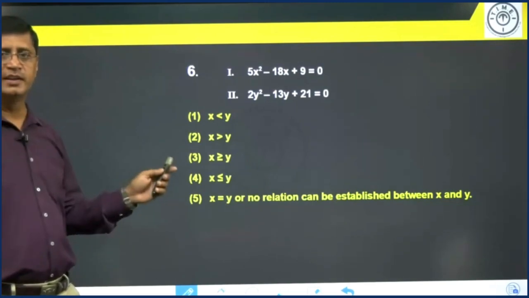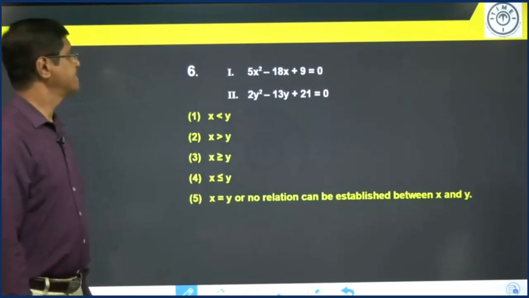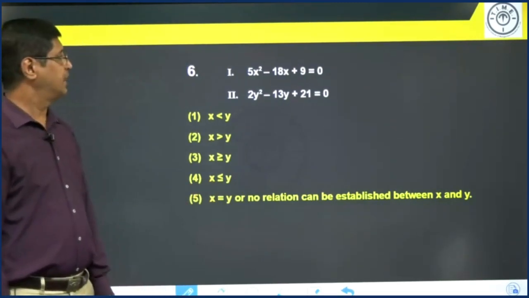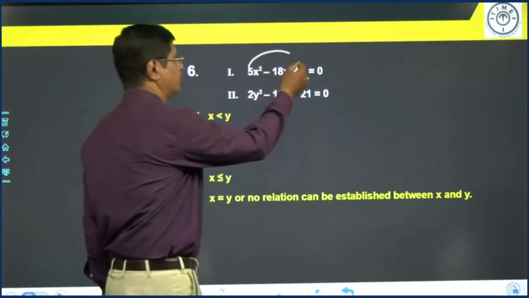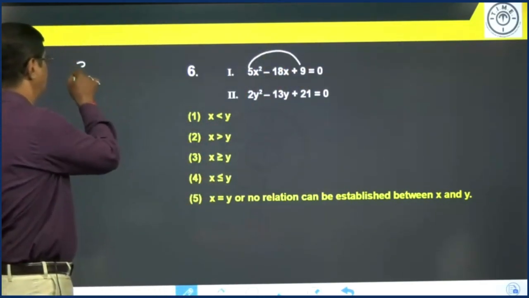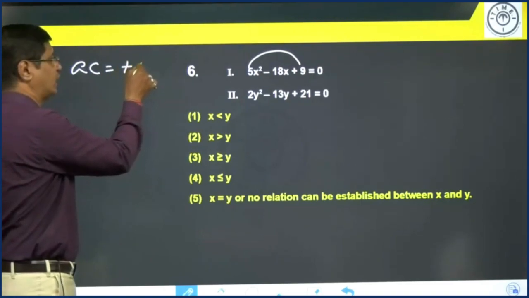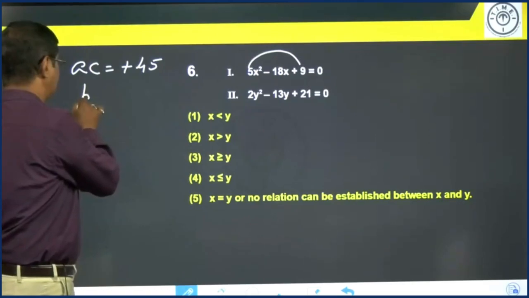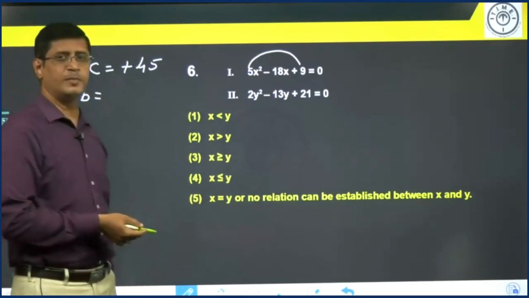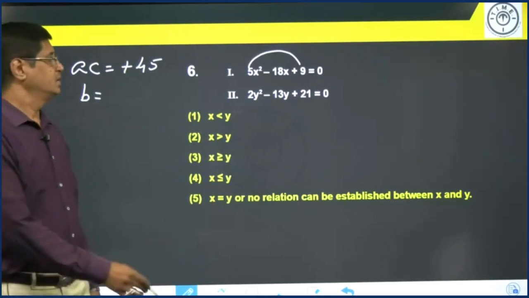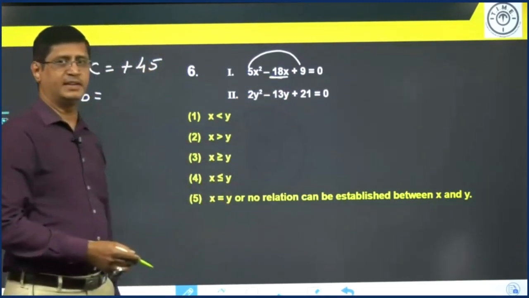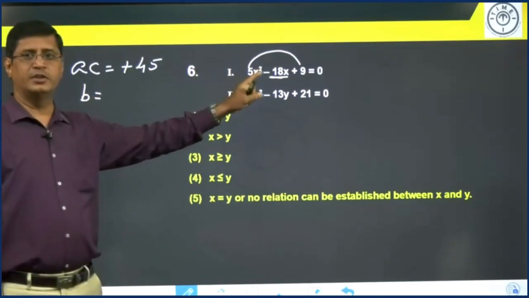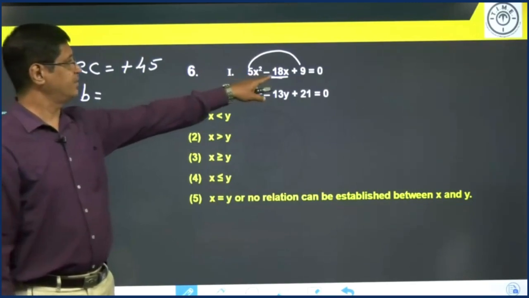Okay, now look at the next question on your screen. 5x square minus 18x plus 9 is equal to 0. The product is 45, which is a positive value. 9 into 5 is 45. What will be the value of B? B will be the sum of the two factors. What sign is given to the B here? Minus. Okay. Now 45 is the product of the two factors and the sum is 18.